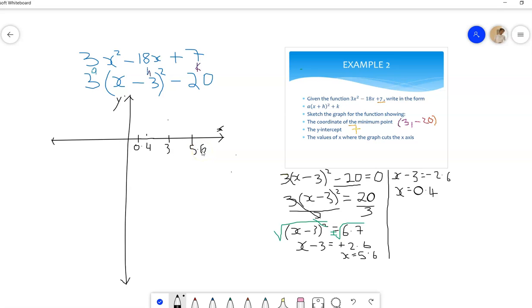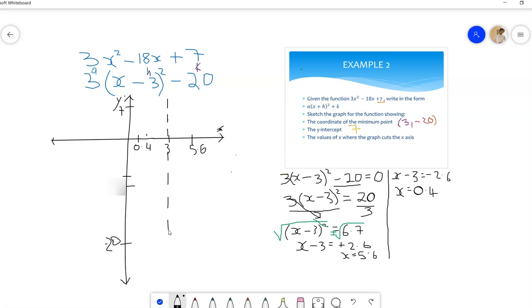And then on the y-axis, we're going to need to put in our y-intercept. I'm going to put positive 7 here, and negative 20 down here. I don't believe we need anything else. So remember that the equation for the axis of symmetry is x equals negative h. In this case that is 3. So we want to draw a line through that, a broken line, right?